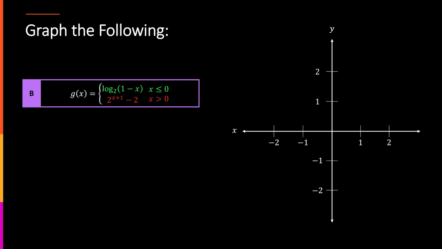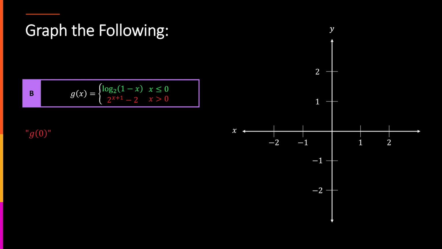All right, so let's look at another one. Let's say we have this g of x where I'm looking at log base 2 of 1 minus x when x is less than or equal to 0, and it's 2 to the x plus 1 minus 2 when x is greater than 0. Now again, before I did the top equation, the one to the leftmost, first, but there's no reason I have to do that.